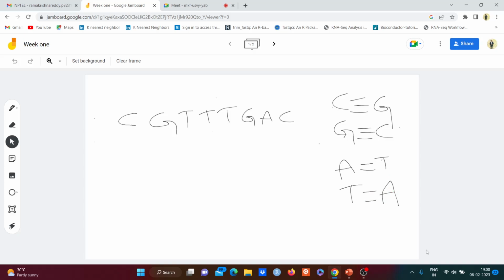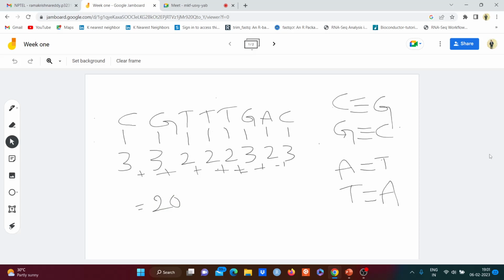Based on this, C with its complementary base G can form 3 hydrogen bonds, and G with its complementary base C can form 3. T with A can form 2. T again can form 2. T again will form 2. G will form 3 with C. A with T will form 2, and C will form 3. So when you add up all of this, you'll get 20. So 20 is the correct answer.